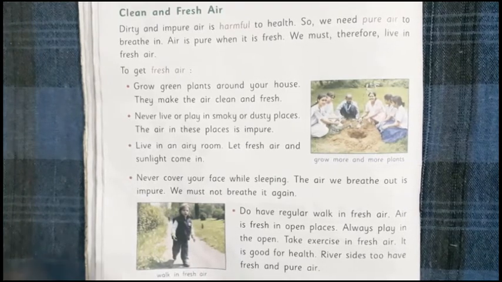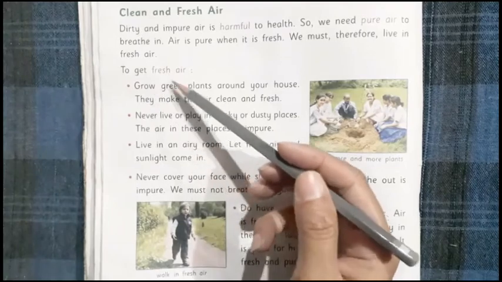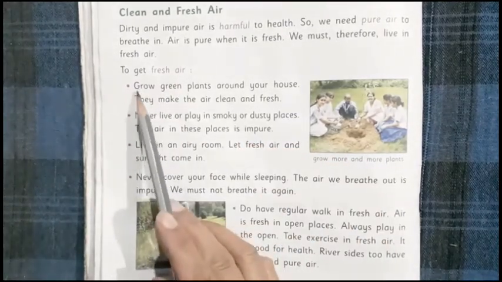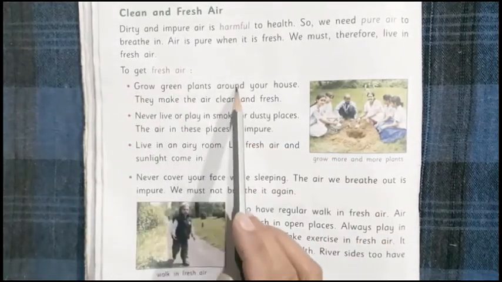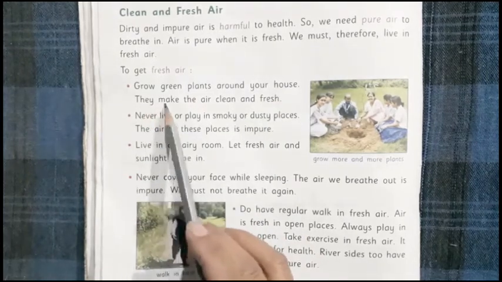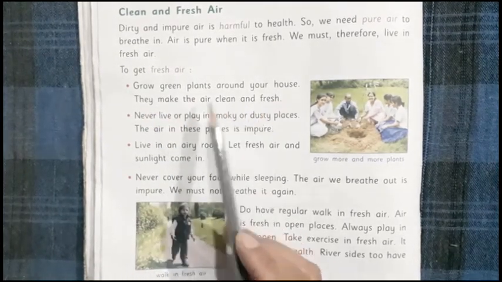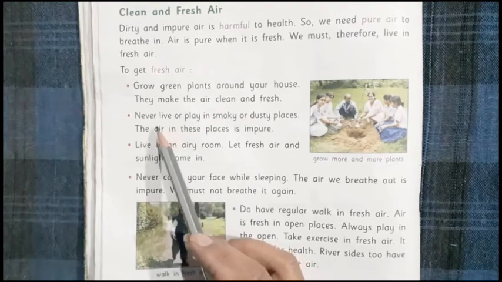And some points are given here on how to get fresh air, okay? The first point is grow green plants around your house. They make the air clean and fresh. We should plant trees around our house.